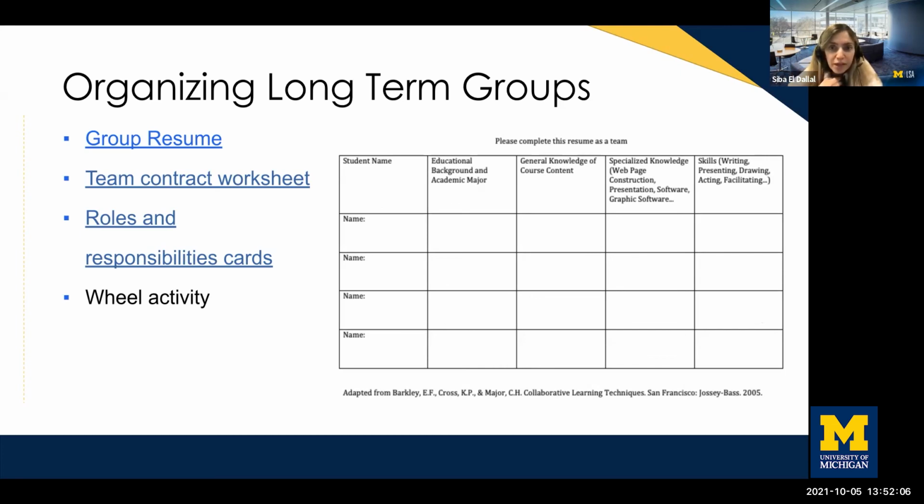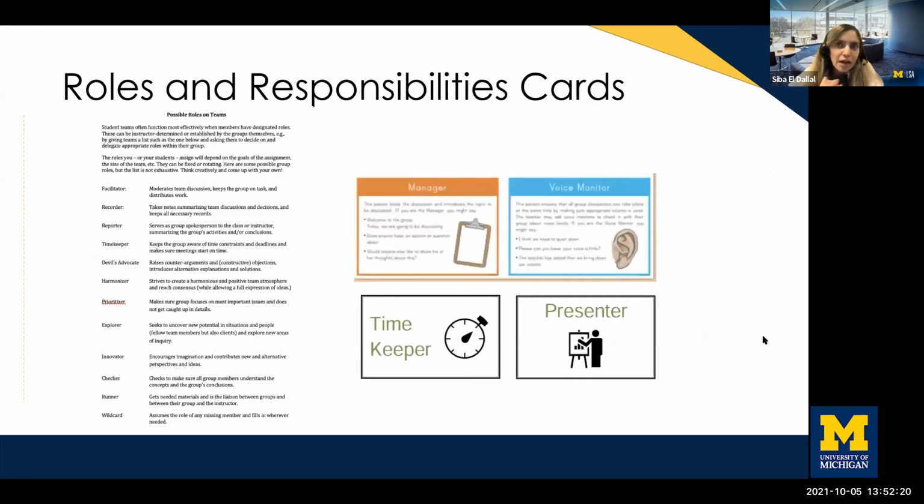Another way to organize groups is by using roles and responsibility cards. We provided an example of different roles. For example, one of them will be the timekeeper, one will be the president or the leader, and one will be the one who shares out the information. As you can see here, if you click on that screenshot, it will take you directly to the original document if you want to use it in your classroom.